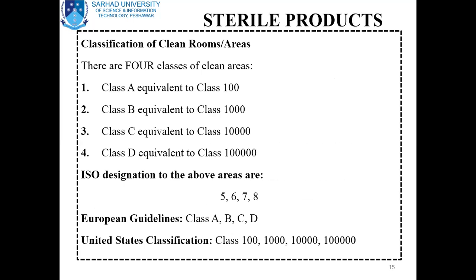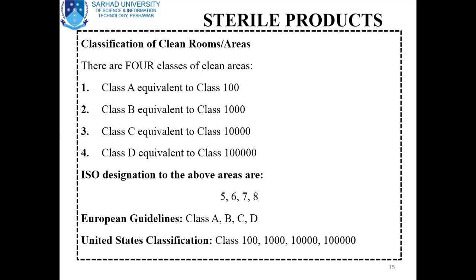Now let's come toward the classification of clean rooms or areas. There are four main classes of clean areas used in the pharmaceutical industry. There are several other areas, but these four classes are utilized. The first one is class A, equivalent to class 100 area. The second is class B, equivalent to class 1000 area. The third is class C, equivalent to class 10,000, and the fourth is class D, equivalent to class 100,000.